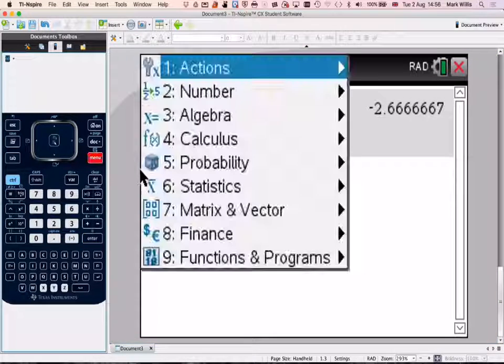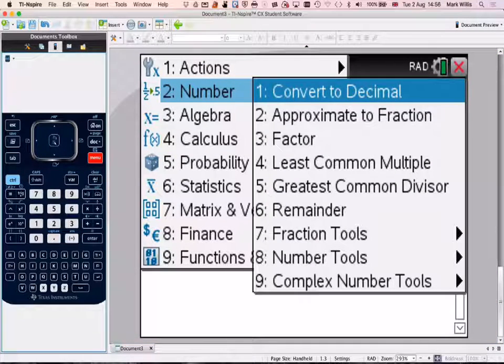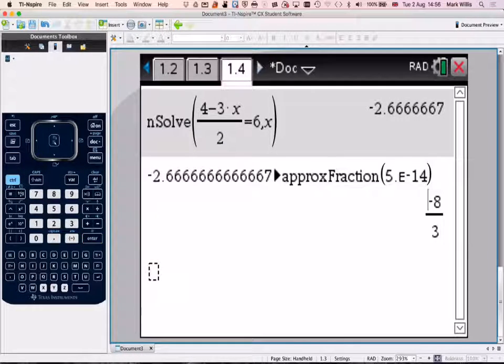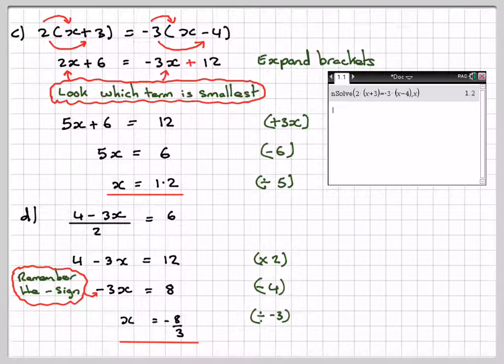So menu, number, approximate to a fraction. Again, don't worry about this 5 times 10 to the minus 14, and we get the answer minus 8 over 3.